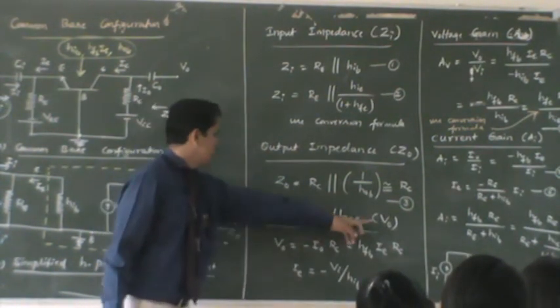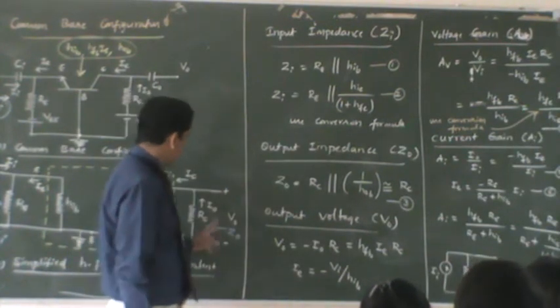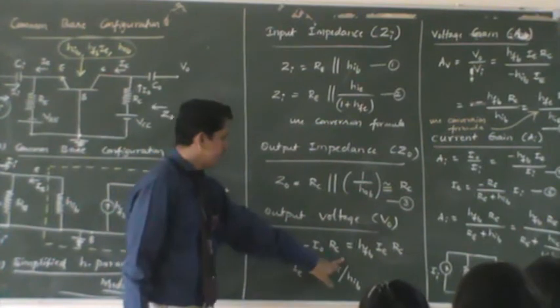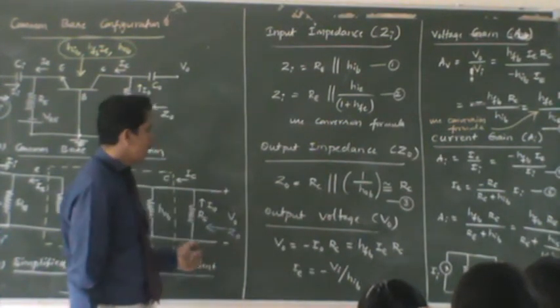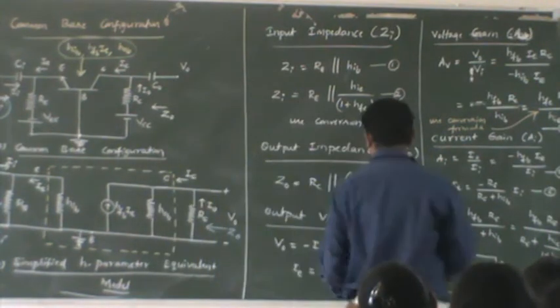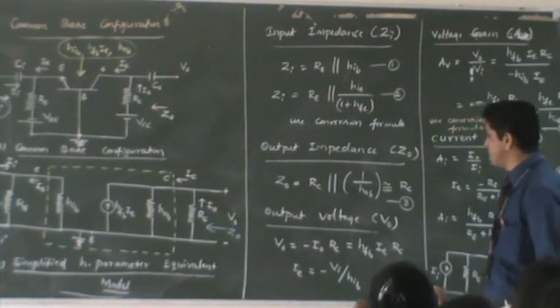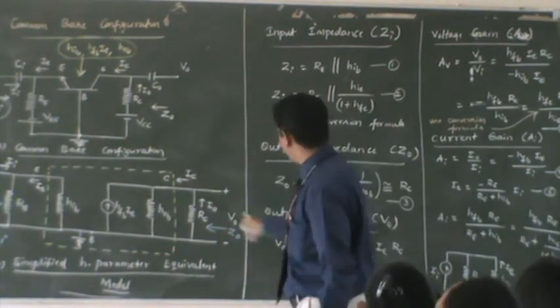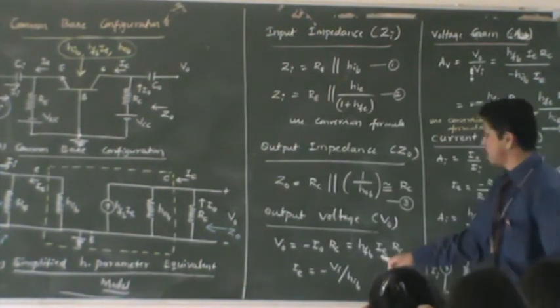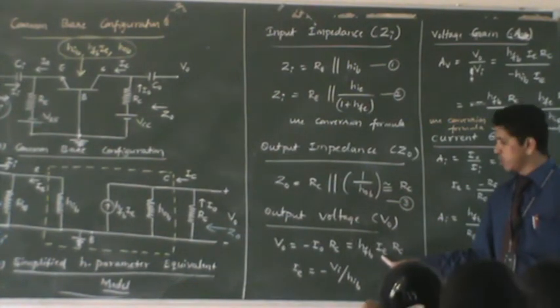Output voltage V0 is given by the voltage at this point. The mathematical formula for that is minus I naught times RC, looking at the circuit, and I naught can be written as, as you can see here, HFB times IE. Because I naught and IC are going to be equal, but IC can be substituted as HFB times IE. Okay, any questions about this?